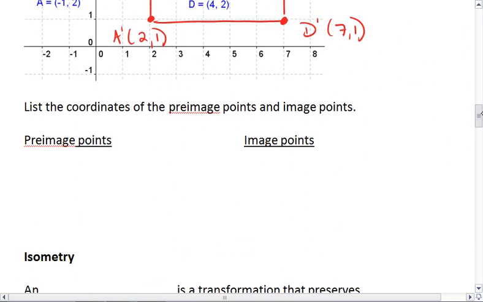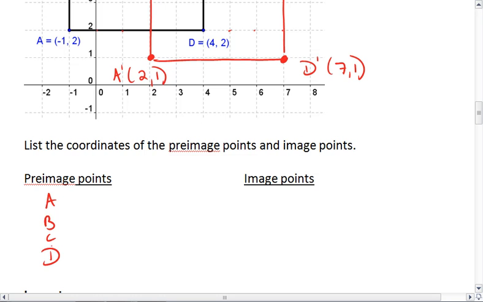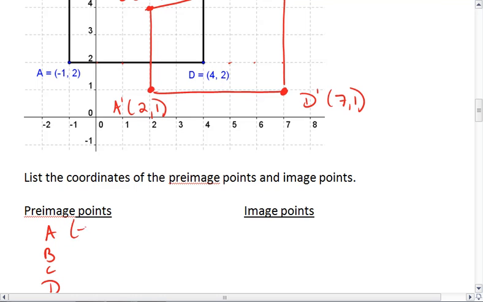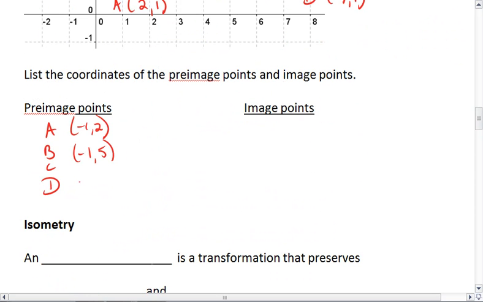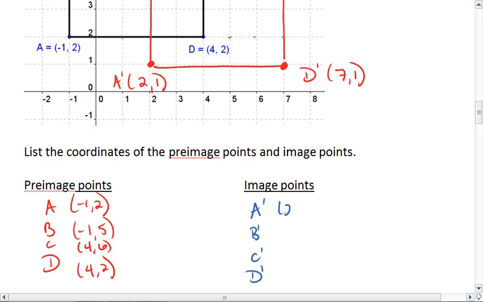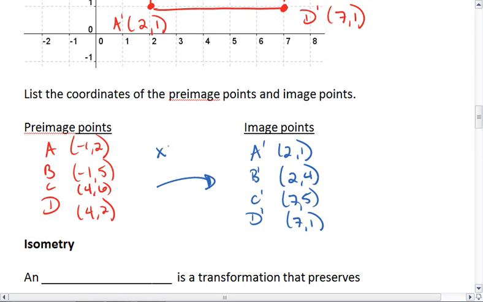I can see that my pre-image points are the A, B, C, and D, which have ordered pairs -1, 2, -1, 5, 4, 6, and 4, 2. My image points are A prime, B prime, C prime, D prime, which have ordered pairs 2, 1, 2, 4, 7, 5, and 7, 1. Because for all of these, I did x plus 3, y minus 1.